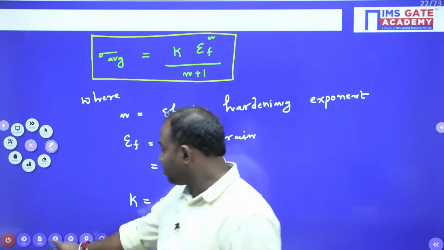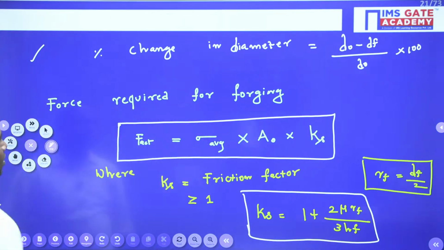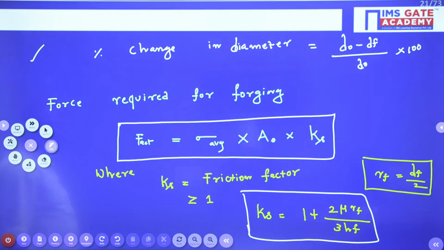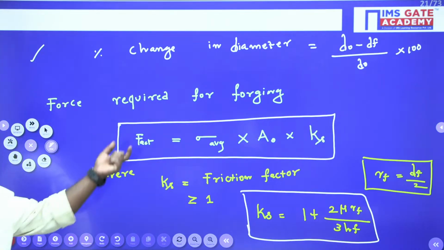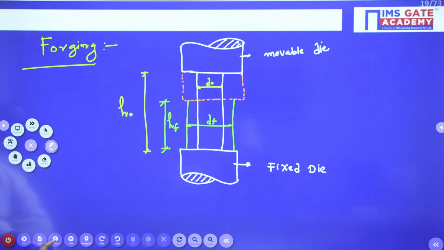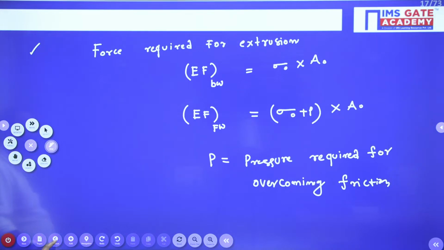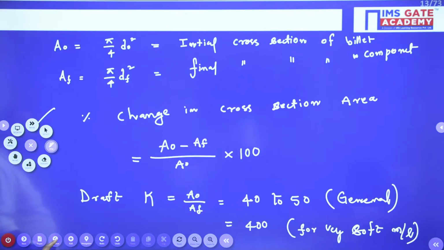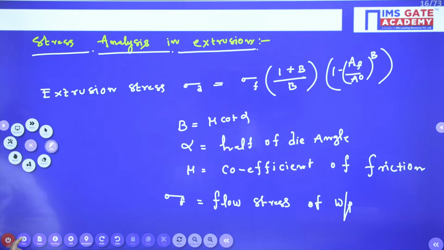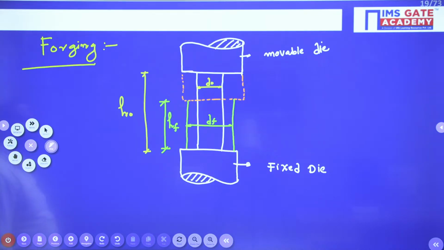Right. Now after finding the sigma average, you keep it here and calculate Ks, and then A naught you know, so then you substitute here, so that you are going to get the force required for the forging operation. F actual is equal to this much. Hope you understand all. Yes, guys. Finished now? So have a look at this once. Stress is the extrusion, na? Right. Now let us go for forging. This is how forging works.